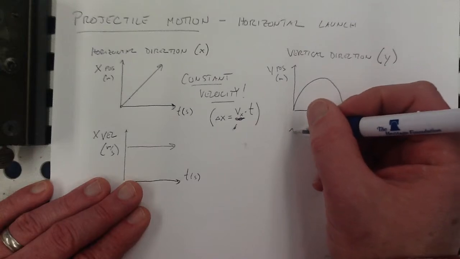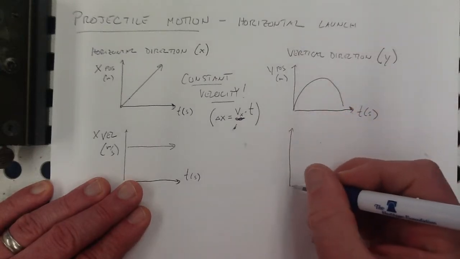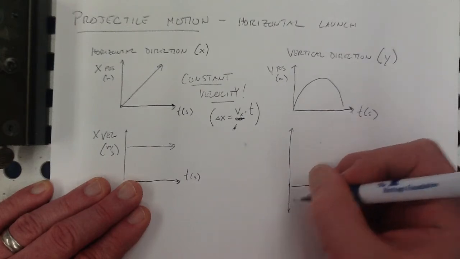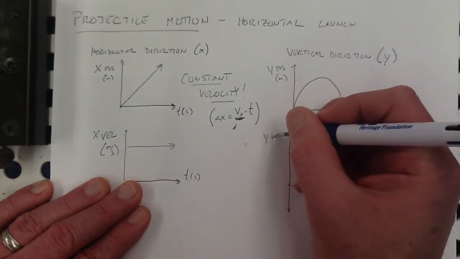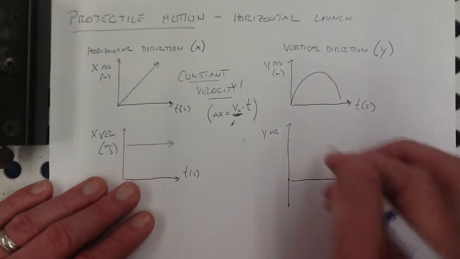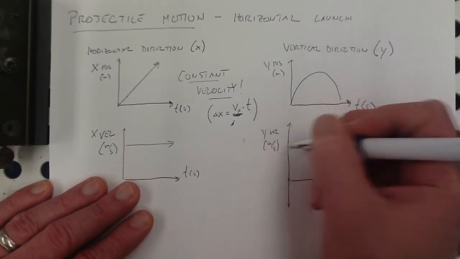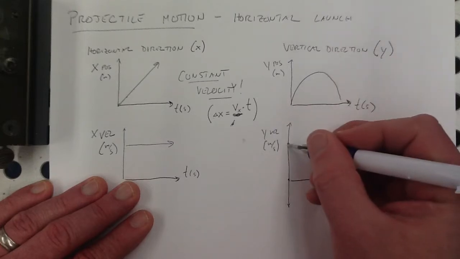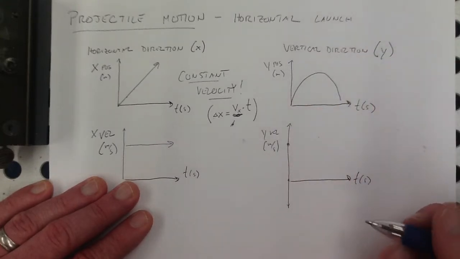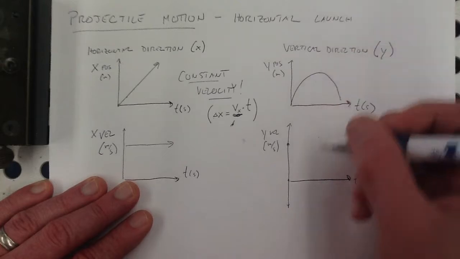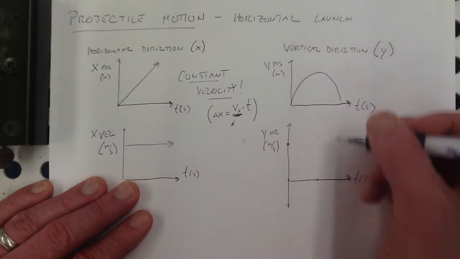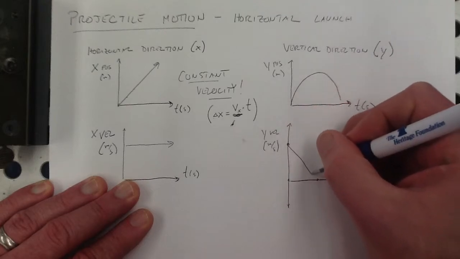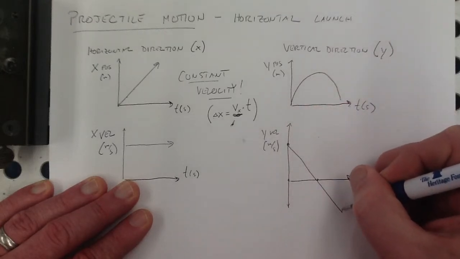And when you graphed your y velocity, measured in meters per second versus time, it started out with a positive velocity. In other words, it was moving in the up direction, and then it got to its peak where the velocity was 0, and then it started coming down where it would have negative velocities. And you should have got something kind of like this.